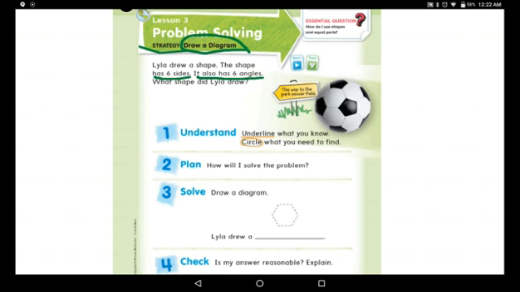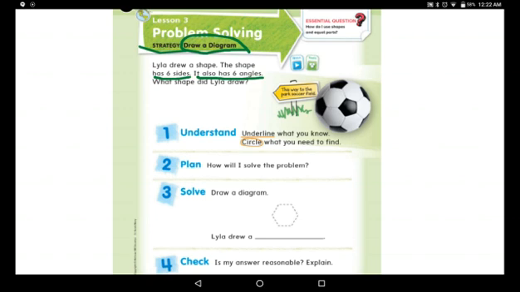So again, I will read it again. Layla drew a shape. Our character's name is Leela. What did she do? She drew a shape. The shape has 6 sides. It also has 6 angles. What shape did Leela draw?